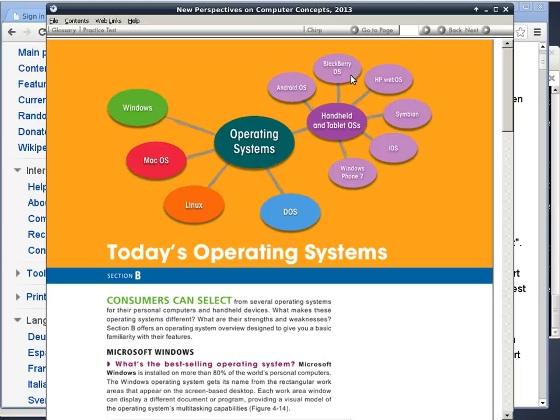Cannot spell instructions. Instructions. Machine instructions.